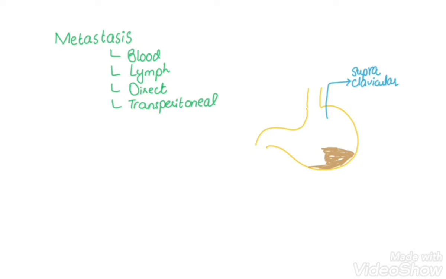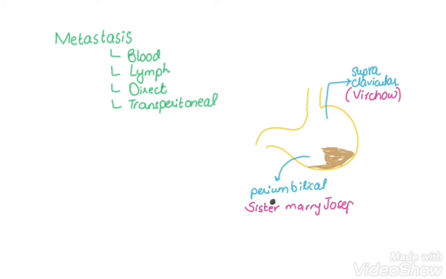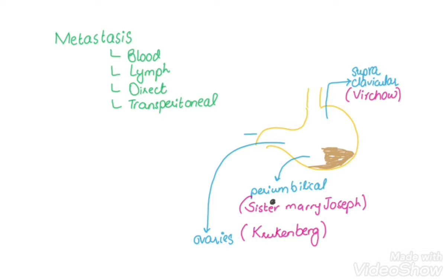If it metastasizes below to the lymph nodes that are located around the umbilicus, called periumbilical lymph nodes, it is known as Sister Mary Joseph lymph nodes. Gastric carcinoma can also spread through lymph to the ovarian lymph nodes, called Krukenberg tumor. It can also metastasize to the pouch of Douglas, which is a pouch located between the rectum and the uterus. There it is called Blumer shelf tumor.